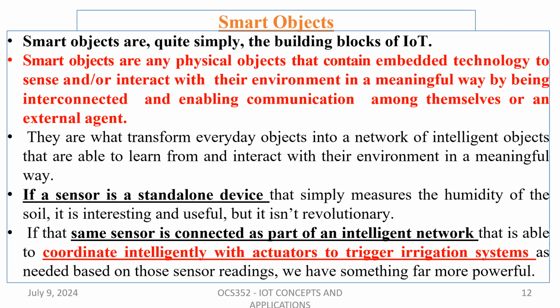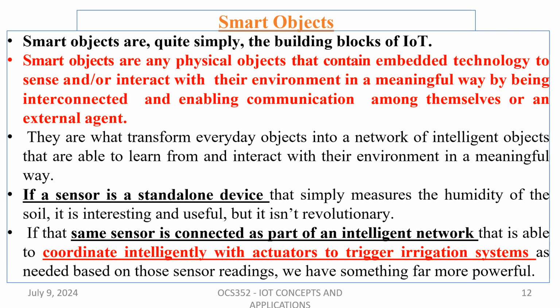Smart objects are quite simple. They are the building blocks of IoT. Smart objects are any physical objects that contain embedded technology to sense or interact with their environment in a meaningful way by being interconnected and enabling communications among themselves or an external agent. They are what transform everyday objects into a network of intelligent objects that are able to learn from and interact with their environment in a meaningful way.